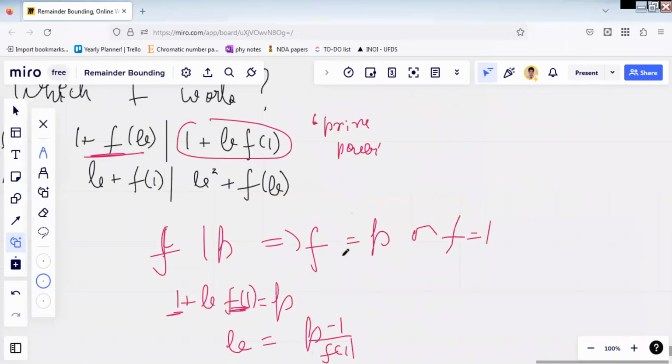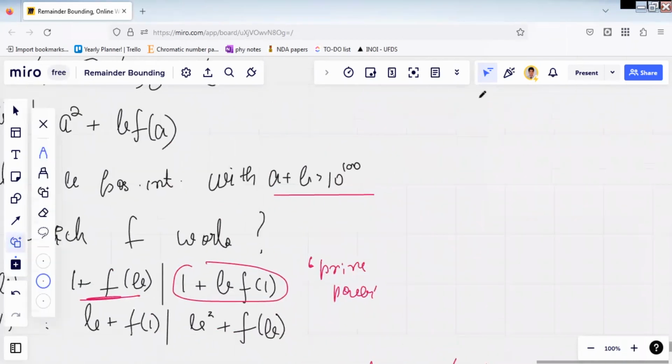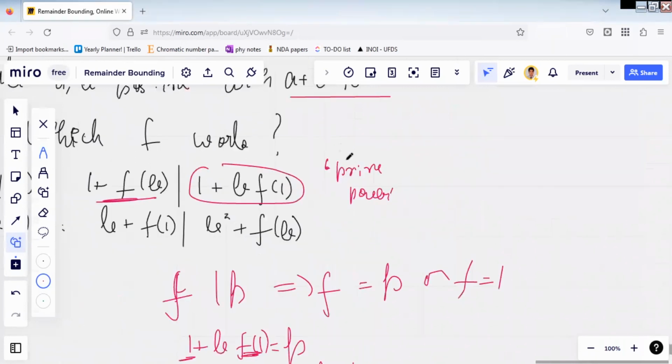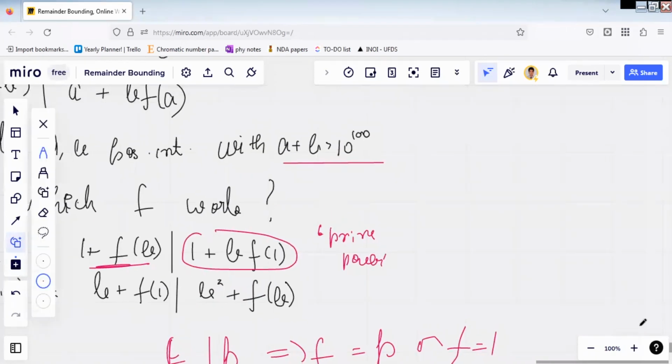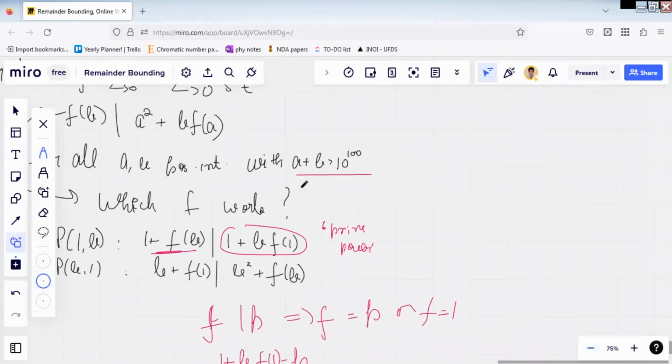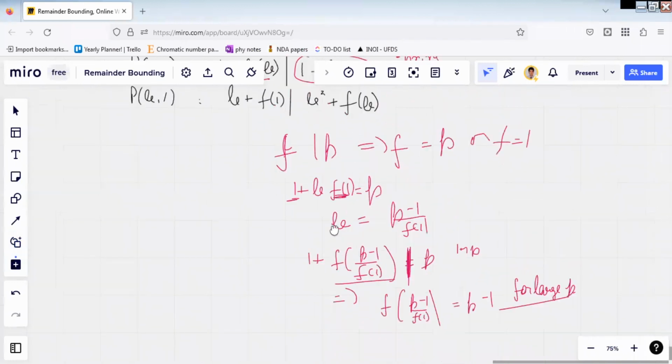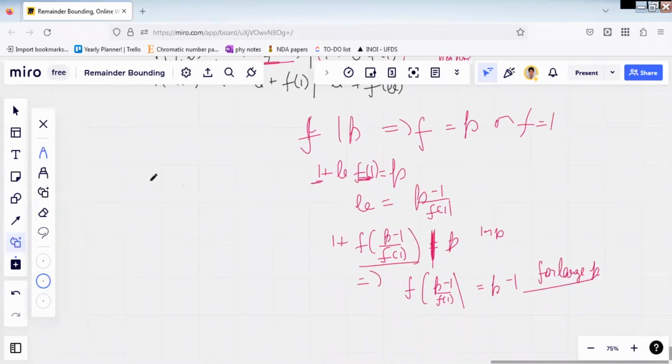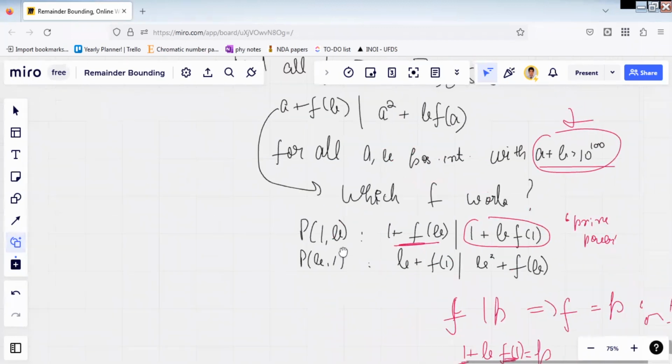Also, notice that we had this condition, a plus b greater than 10 to the power 100. You can just take b very large. There are infinite primes, so take a large prime greater than 10 to the power 100. It's just redundant now. Okay, so you have this thing. What do you do now?